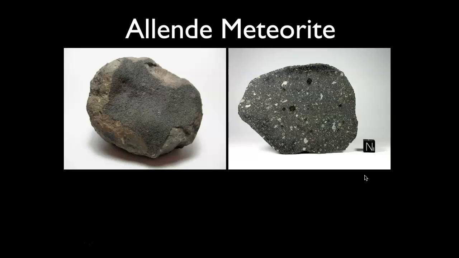This rock formed at the very beginning of the solar system. It was floating around, orbiting the sun for billions and billions of years, and then at some point in the 1970s, it passed a little too close to the Earth. It got grabbed by Earth's gravity. It got pulled down to the ground, and it crashed into Mexico. It crashed into a town in Mexico called Allende, which is why it's called the Allende Meteorite.